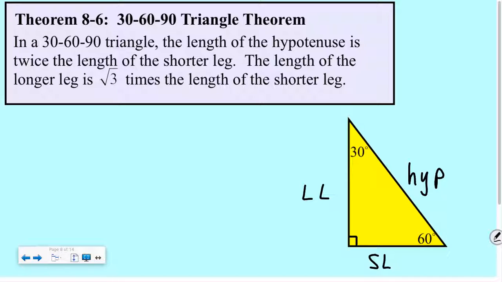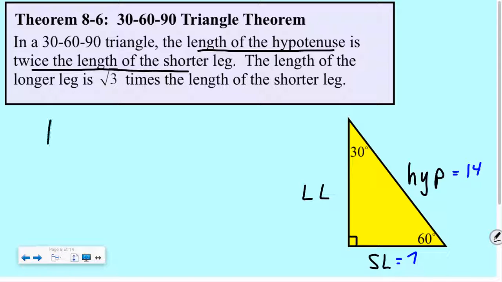Don't always go by what they look like in length, because I don't always draw my pictures to scale. Always double check if it's across from the 30 or the 60. The theorem has two parts. The length of the hypotenuse is twice the length of the short leg. So if my short leg was a length of 7, how long would my hypotenuse be? 14. And that's typed out for you already below that.